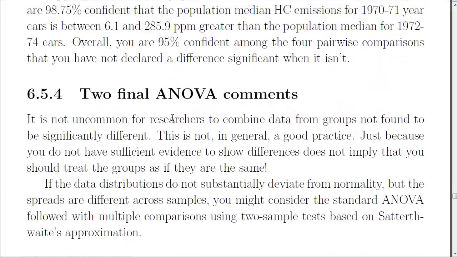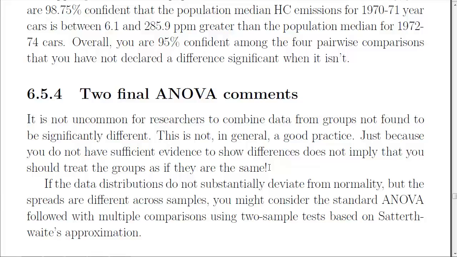All right. 2 final comments. It's not uncommon for researchers to combine data from groups that are not found to be significantly different. This is often a bad idea. Just because you do not have sufficient evidence to show differences does not imply that you should treat groups as though they are the same. For example, you could imagine having lots of populations you're comparing, say species of birds or frogs, and you've got only 2 or 3 frogs from every population. With sample sizes that are tiny, whatever you're comparing, you're not going to have enough statistical power to see that they're different.